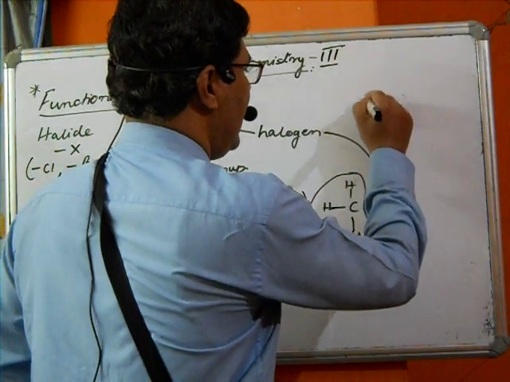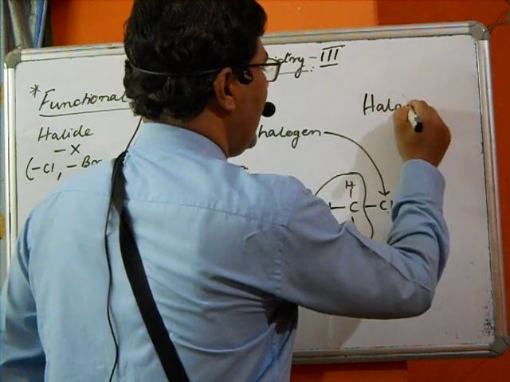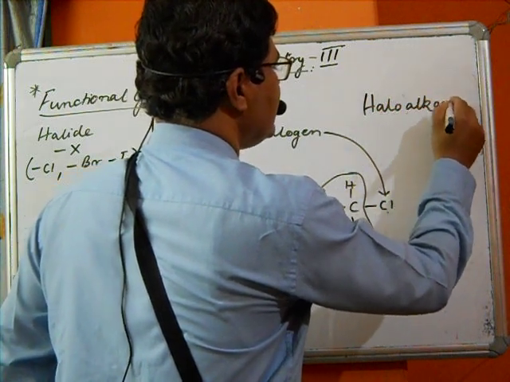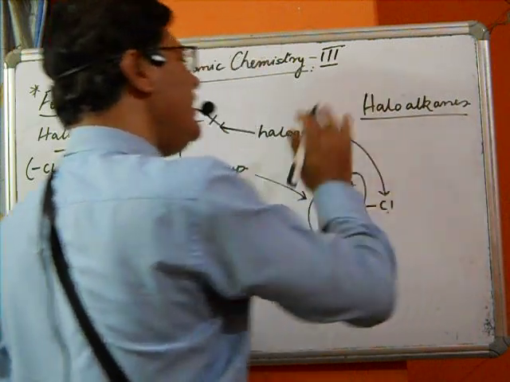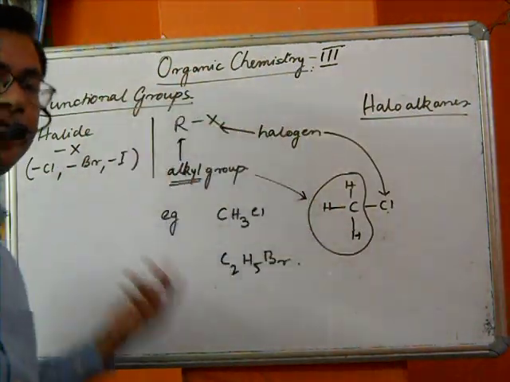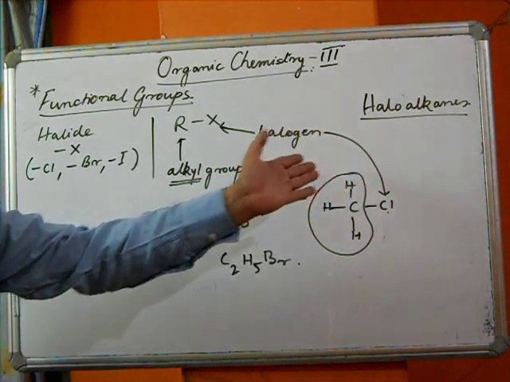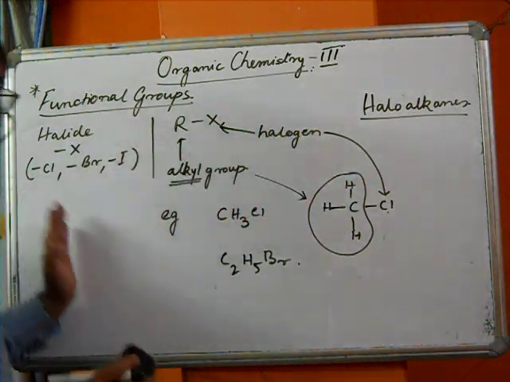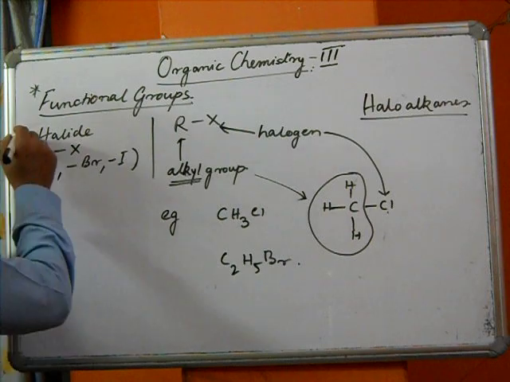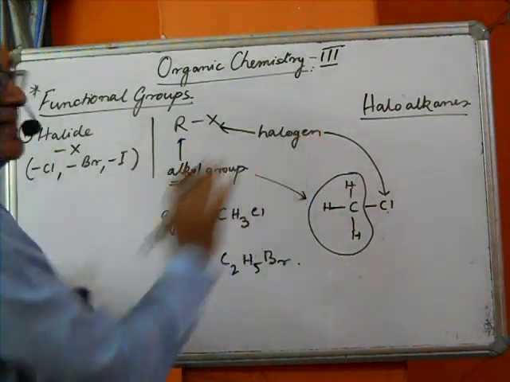They are known as haloalkanes. They are derivatives of alkanes. From alkanes only they have come. So they are known as haloalkanes. Got it? Understood then? So one, we understood about halides.